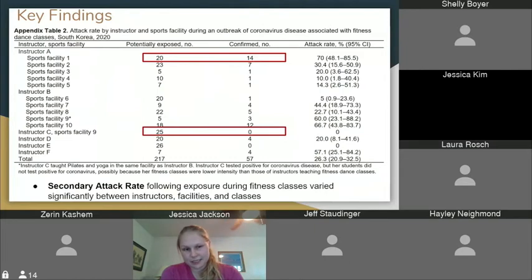I don't believe that they did. One thing that they did go into though, is that if you look at sports facility 9 that instructor B went to, they talked about how she infected 3 out of 5 during the class, whereas instructor C was at this facility the entire time, and she had 25 students and didn't infect any of them. So that was one thing that they mentioned.